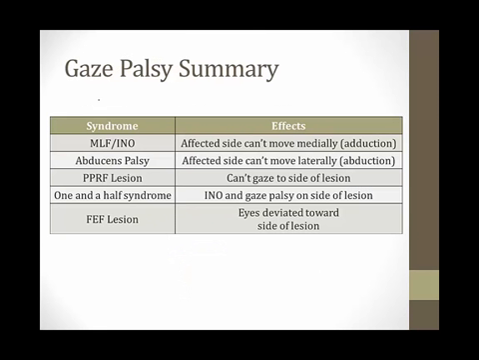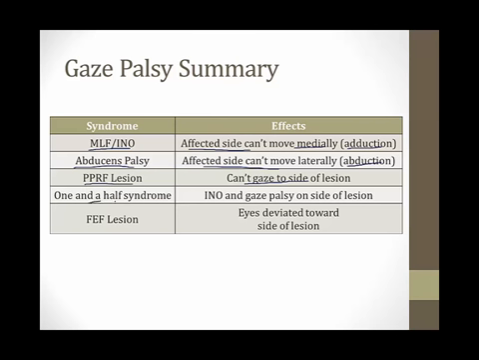I'll finish with this table summarizing the different gaze palsies we've reviewed in this video. In an MLF syndrome or an internuclear ophthalmoplegia, the eye on the affected side can't move medially, in other words, can't perform adduction. In an abducens nerve palsy, the eye on the affected side can't move laterally, in other words, can't perform abduction. In a PPRF lesion, you cannot initiate gaze toward the side of the lesion.